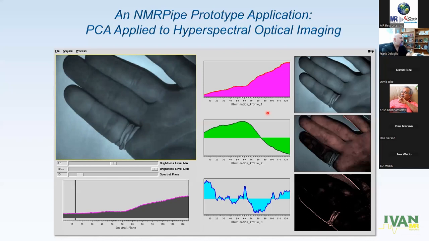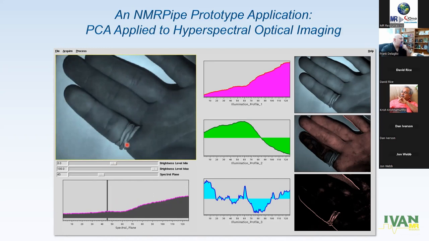Now, here's an example of some other things that we could do with the facilities in NMRPipe and the scripting language. This is a picture of a graphical application that was built as a prototype for analyzing optical spectroscopy data. Okay, and so what you see here are images from a stack of optical spectroscopy data of a picture of someone's hand. So each plane in this series represents a different frequency of light that's being viewed. And what you see in the graph down here is that we're moving through the planes, which are the different frequencies of light. So when you look at these individual planes, you don't really see very much difference.